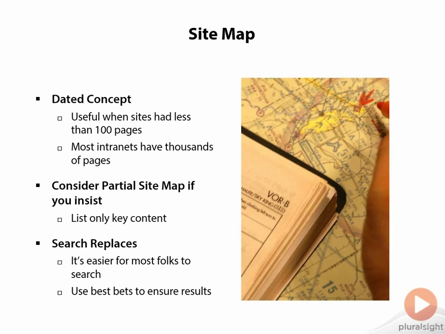If you're going to do a sitemap, if you say, I have to have it, just do key content. Don't try to get every news story or everything, because your page is going to be way too long. As I said, search really is a big replacement for sitemaps. It's just so much easier to find something with search than it is to use a sitemap.